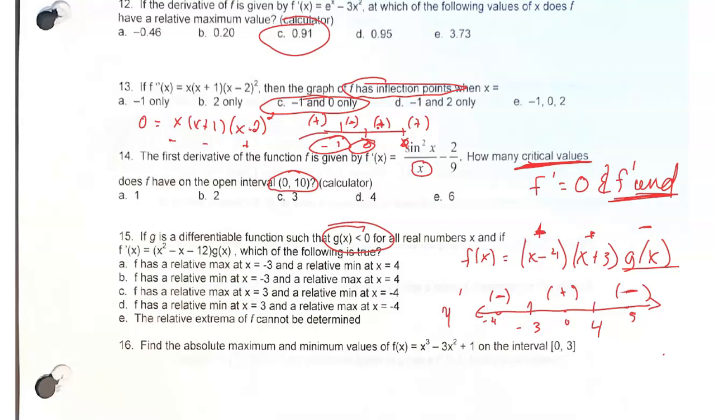You're going to get a minimum at -3, and you're going to get a maximum at 4, and that's letter B.